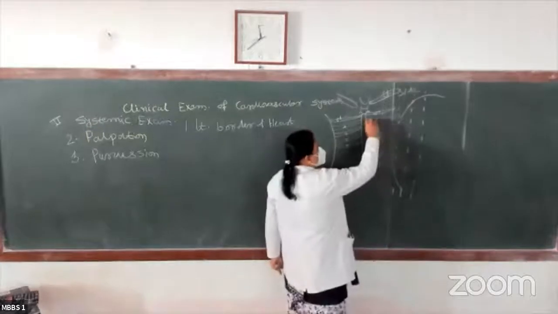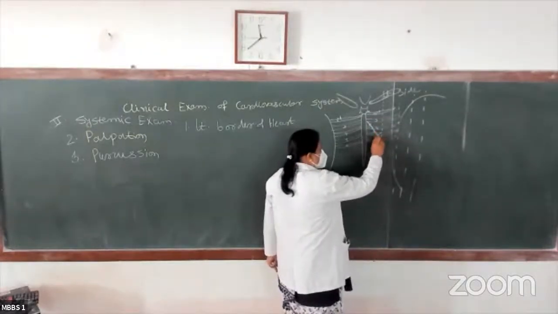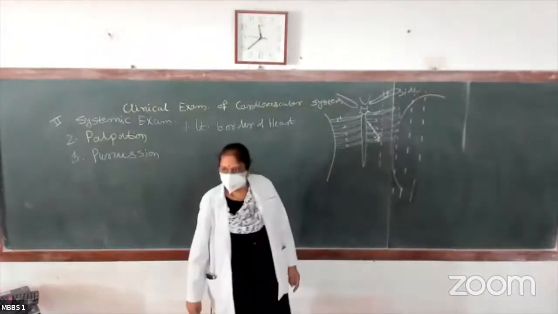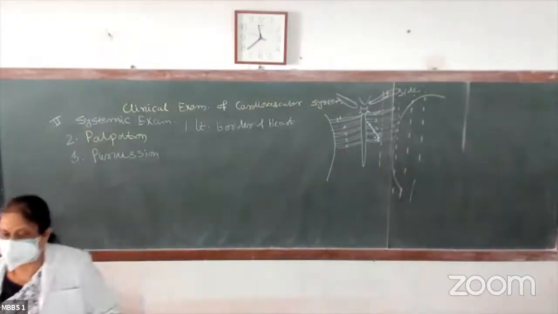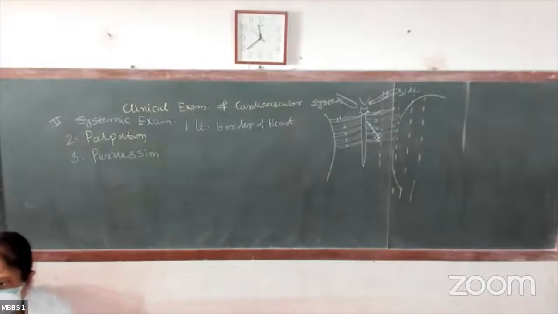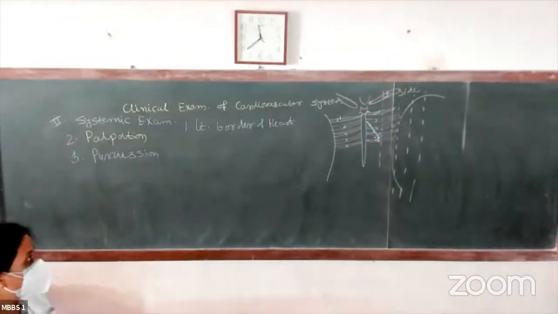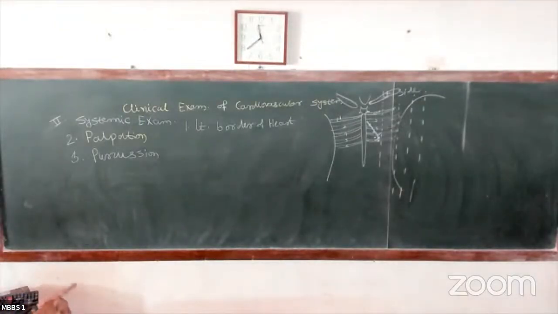By joining these points, you get the left border. That is the left ventricle. It is the left border of the heart, which is the left ventricle of the heart. So this is how to demarcate the left border of the heart.